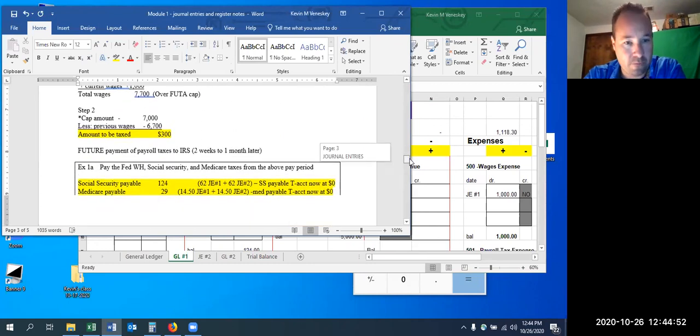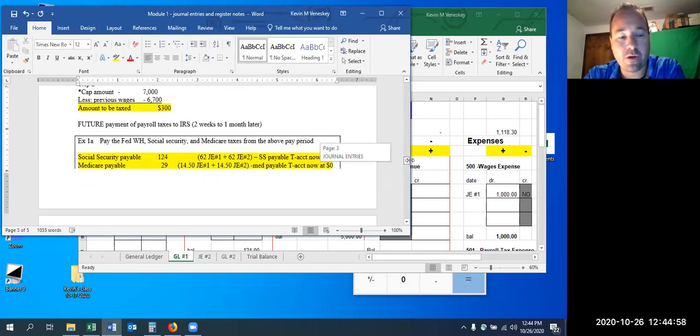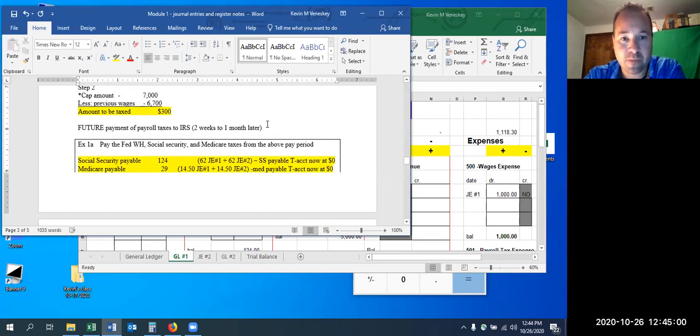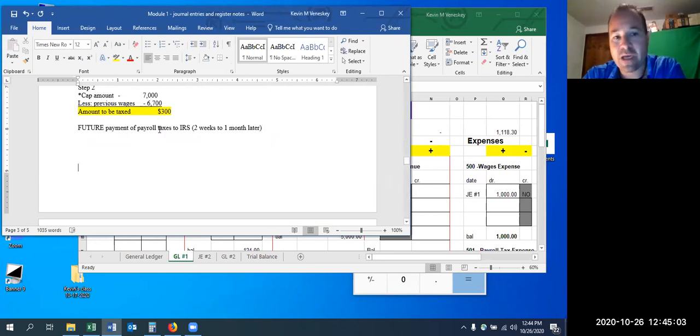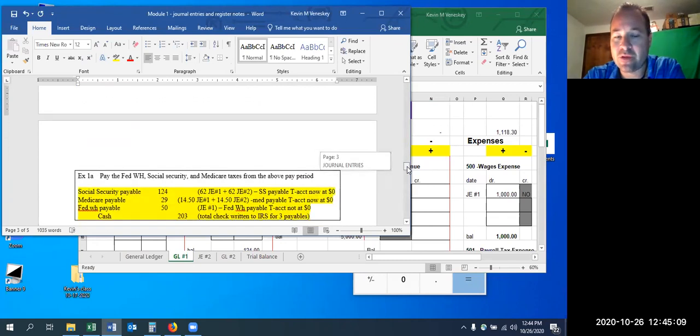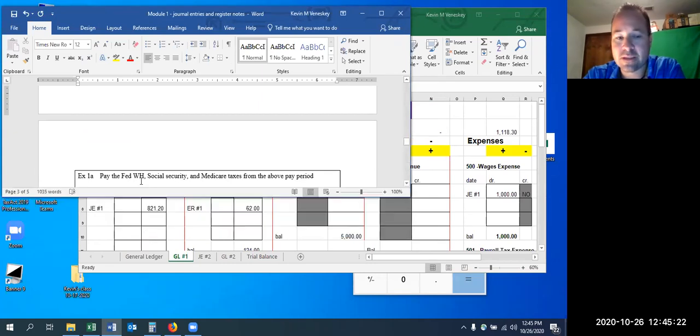All right, so what we're going to do in example 1-A is, it says, future payments for the payroll taxes to the IRS, 2 weeks to 1 month later. We're going to look at how we do this later on, how we determine when it's paid. But for right now, we're going to assume that it's now time to pay these 3 taxes. We're going to pay the federal withholdings, the Social Security, and the Medicare taxes. The due dates come, we have to write a check and send out the money for those 3 taxes.